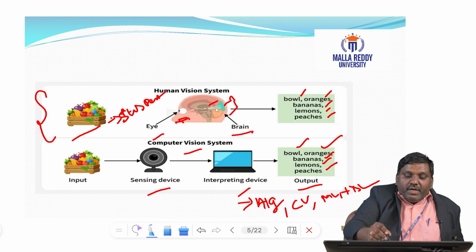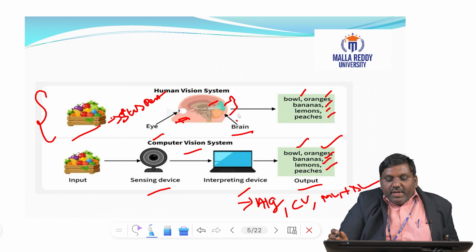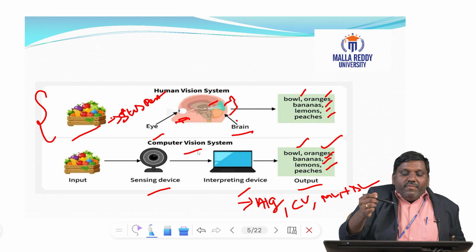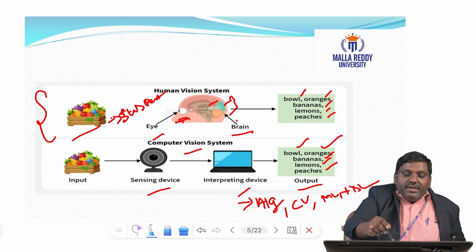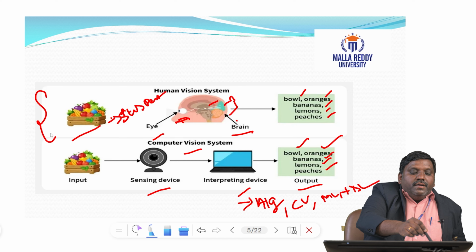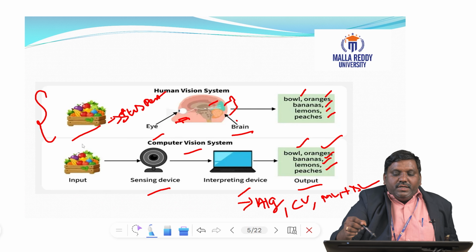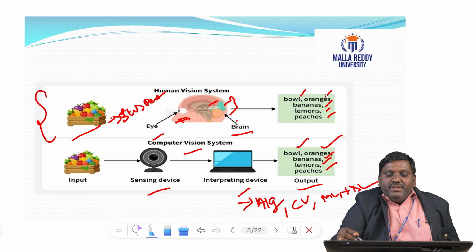Then the same is passed through our brain with the help of the neurons. Once the image is absorbed and transferred to our brain, it is matching the subject. It is finding out this one is a bowl, this one is oranges, this one is bananas, this one is lemons, peaches. Like that, it is matching.